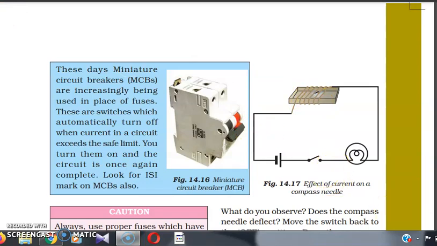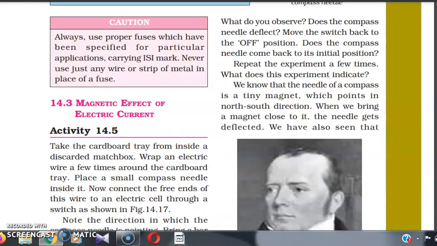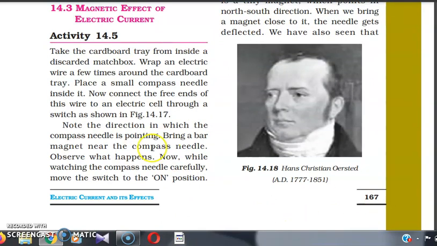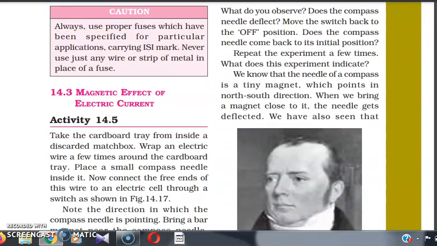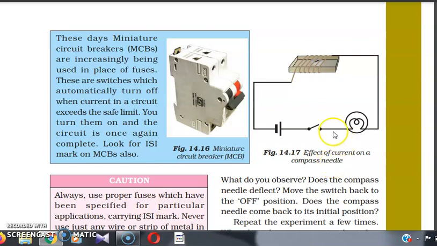After making this arrangement, we will see what happens whenever we switch on. Note the direction in which the compass needle is pointing. Bring a bar magnet near the compass needle. Observe what happens. Now, while watching the compass needle carefully, move the switch to the on position. Okay. So, we have made the setup like this. Now, we have taken a magnet towards it. We will see what happens. After that, we will keep the switch on.